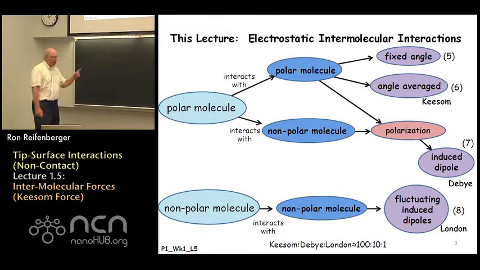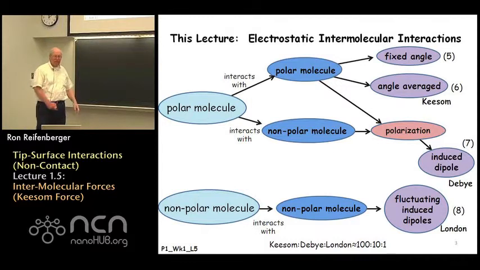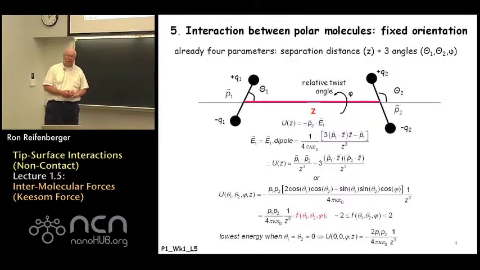So to begin with, we're going to consider how a polar molecule interacts with a polar molecule, and we're going to write down expressions for that interaction, and we're going to do it for two cases. The first case is for fixed angle, and then the second case, which is more interesting, is the angle averaged interaction. So let's do the fixed angle first.